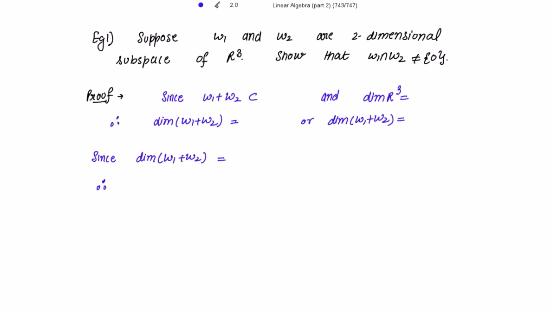Alright, this is assignment 2. Let's do some more examples. First example is, suppose W1 and W2 are two-dimensional subspaces of R3. Show that their intersection is not equal to the zero element.